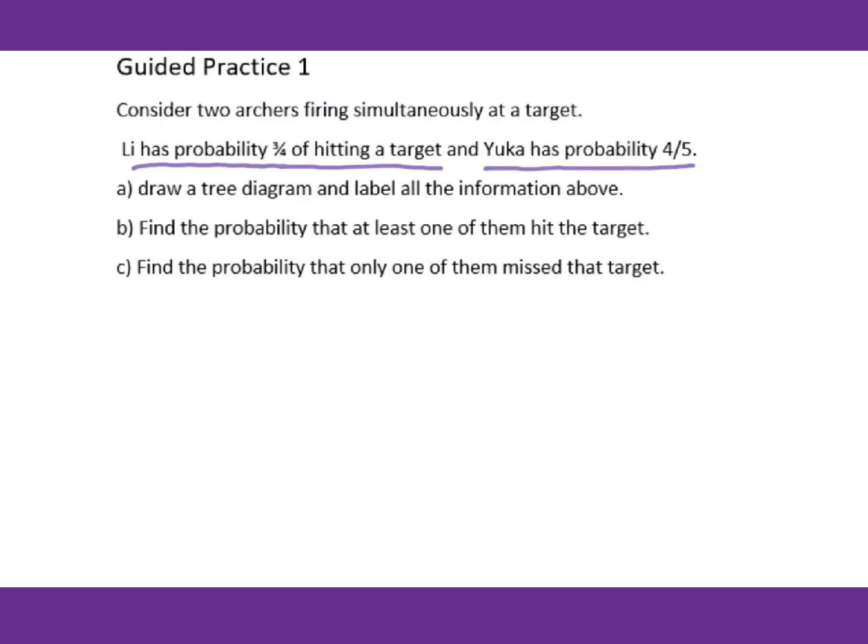When we draw a tree diagram, normally we get started from a dot. We have two events for this situation. First one is Lee. Lee will fire at a target. The probability will be 3/4 of hitting a target. Therefore, there are two results for Lee. One is hitting the target. The other is missing the target. I use H to stand for hitting, M to stand for missing.